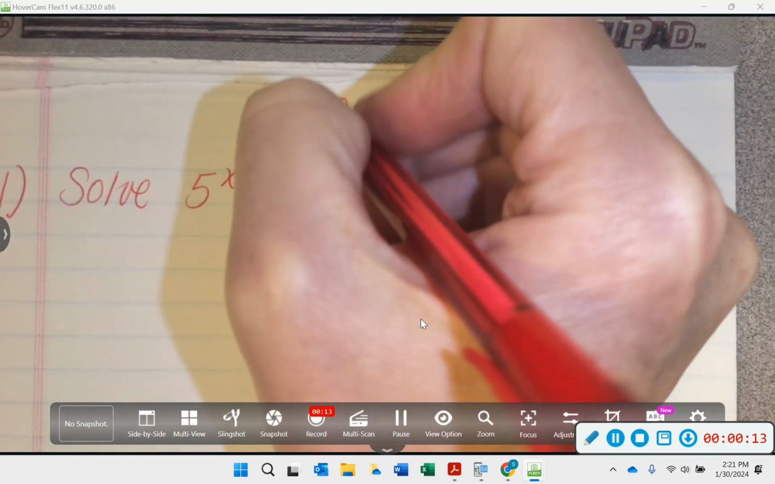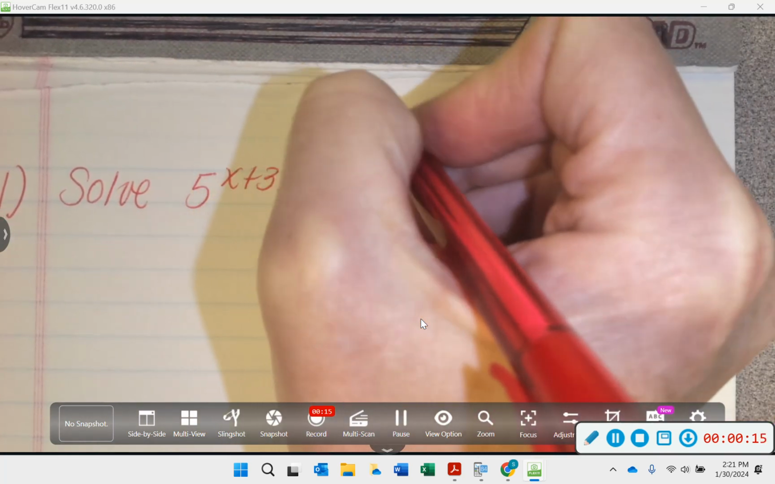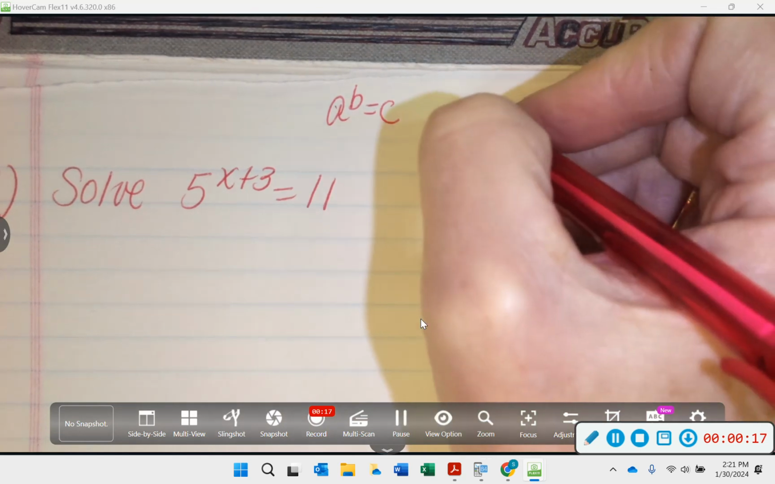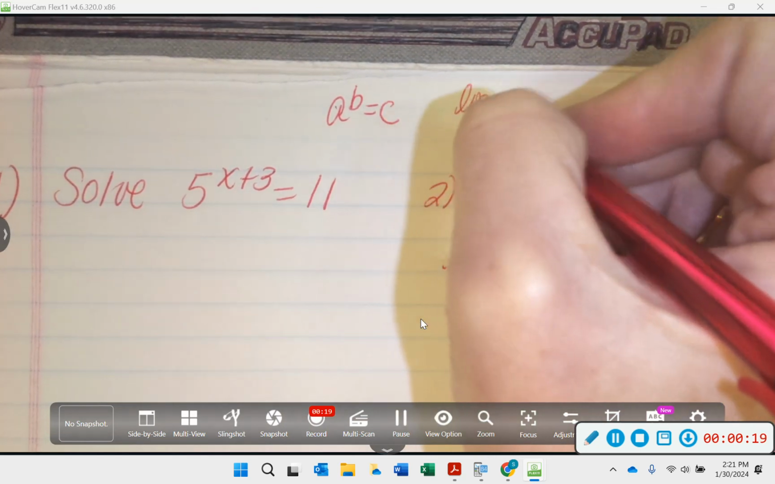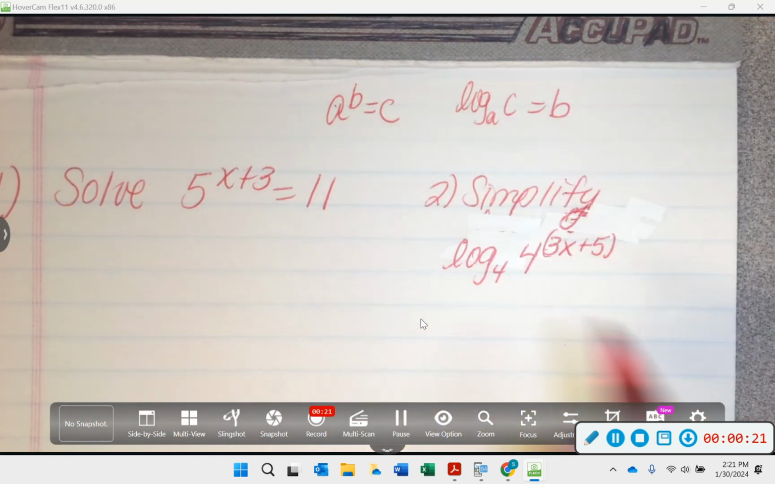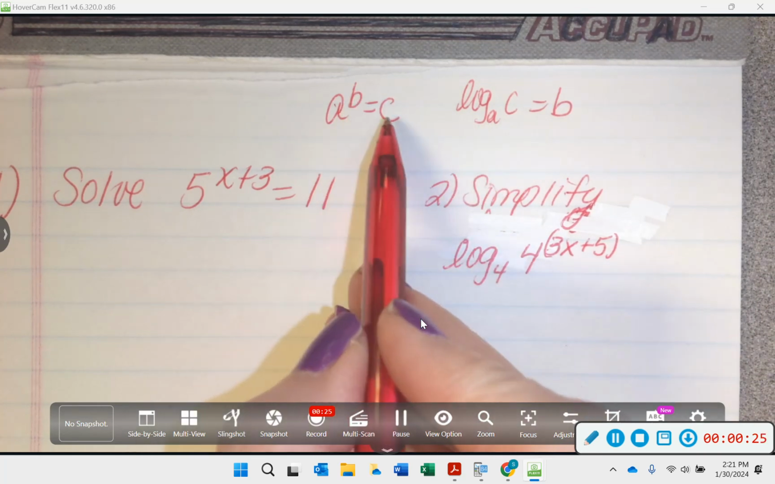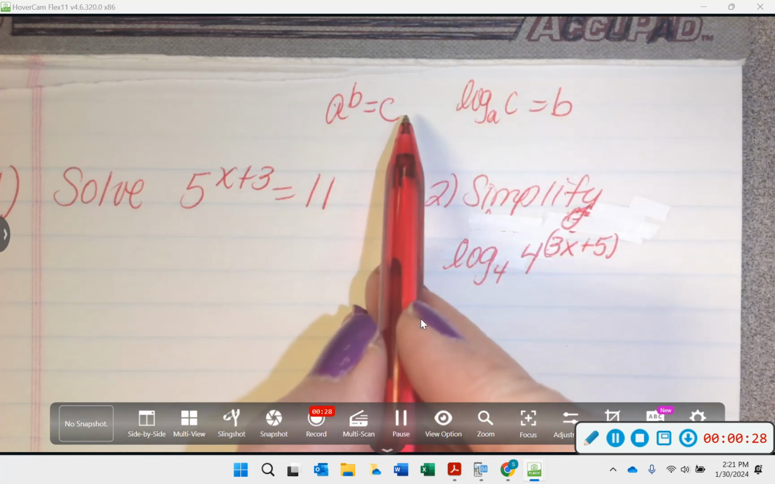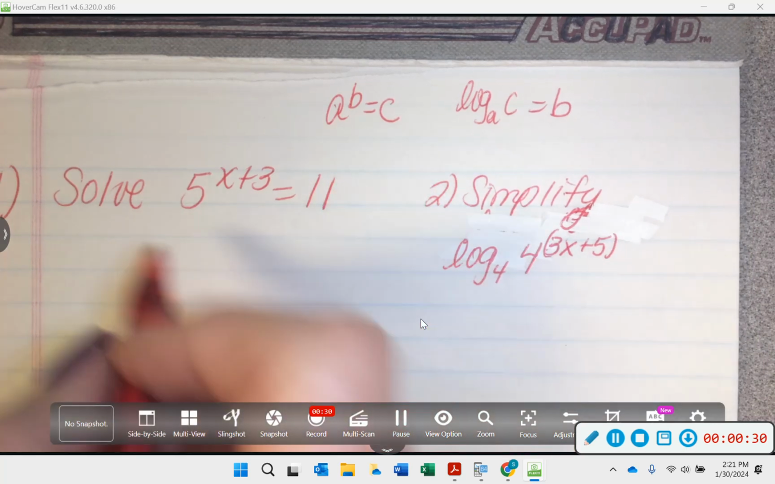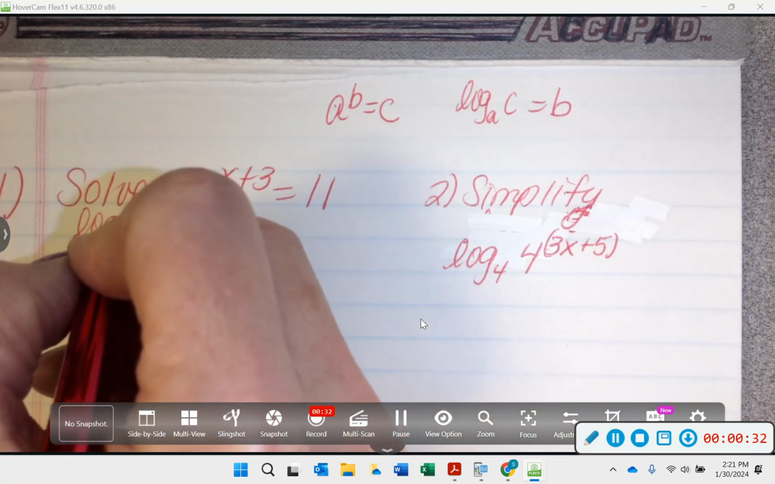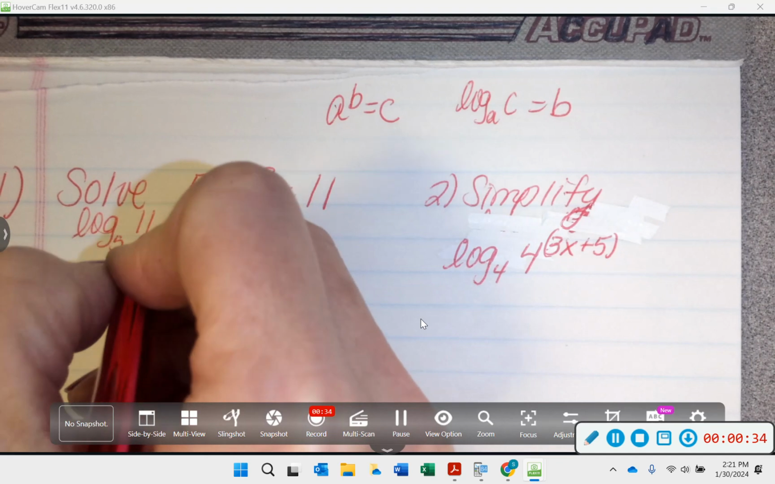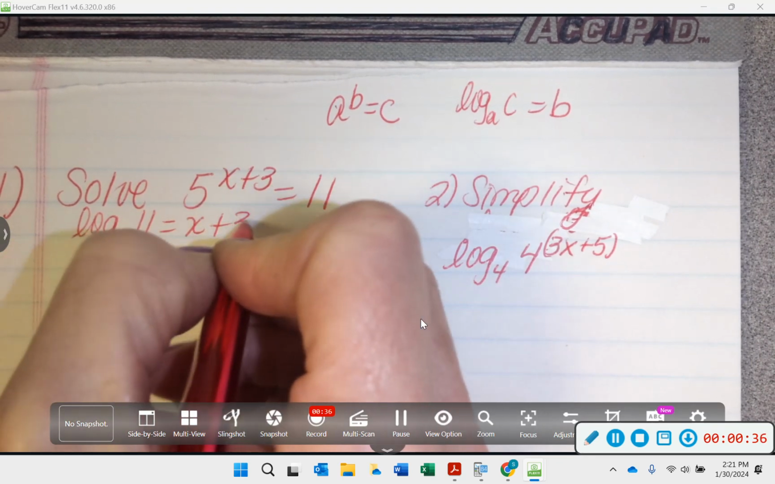So we know if we have a to the b equals c to start with, that we can rewrite that as log base a of c equals b. And that's a really good way to do a problem as long as it's written in this simple exponential form to start. So for this problem, we can literally just do log base 5 of 11 equals x plus 3.